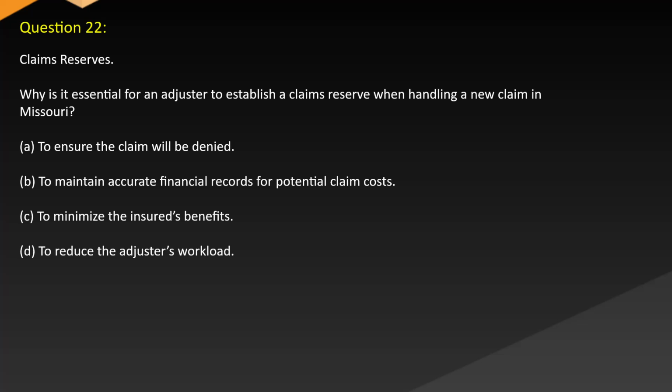Question 22. Claims reserves. Why is it essential for an adjuster to establish a claims reserve when handling a new claim in Missouri? A. To ensure the claim will be denied. B. To maintain accurate financial records for potential claim costs. C. To minimize the insured's benefits. D. To reduce the adjuster's workload.